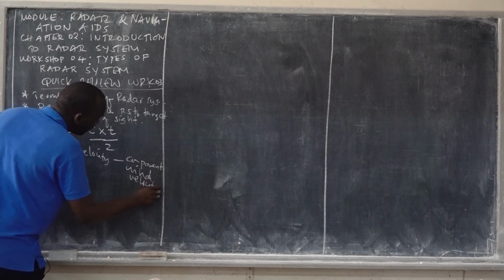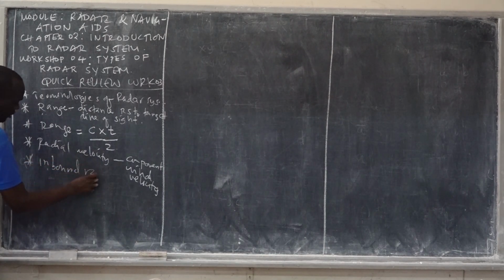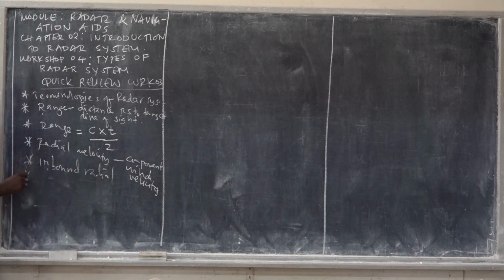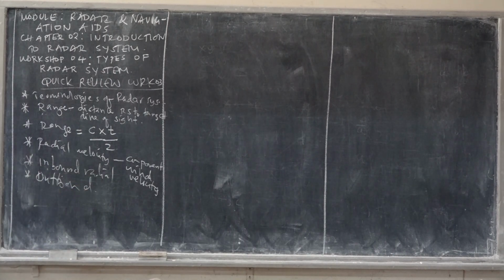How many types of radial velocity do we have in radar system? Two. The first one is outbound radial velocity, and the other is inbound radial velocity. What is the difference between outbound radial velocity and inbound radial velocity? I didn't ask you to define them.